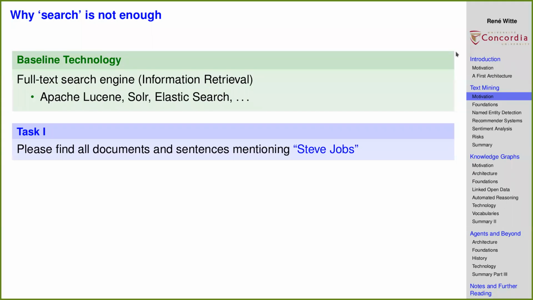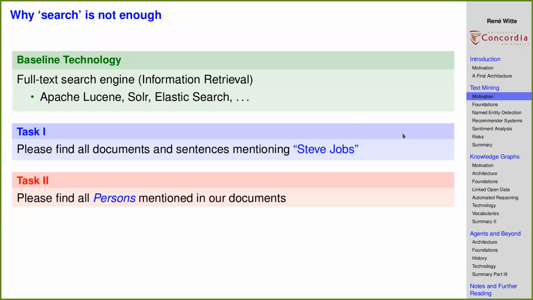Okay, great, right? So you've solved the task that you were given. You have hundreds of thousands of documents. Somebody tasked you with finding out everything, all the documents and the sentences in the documents mentioning Steve Jobs. You're ready to go home, but then somebody comes and gives you another task. And now you have to find all the persons mentioned in the documents.